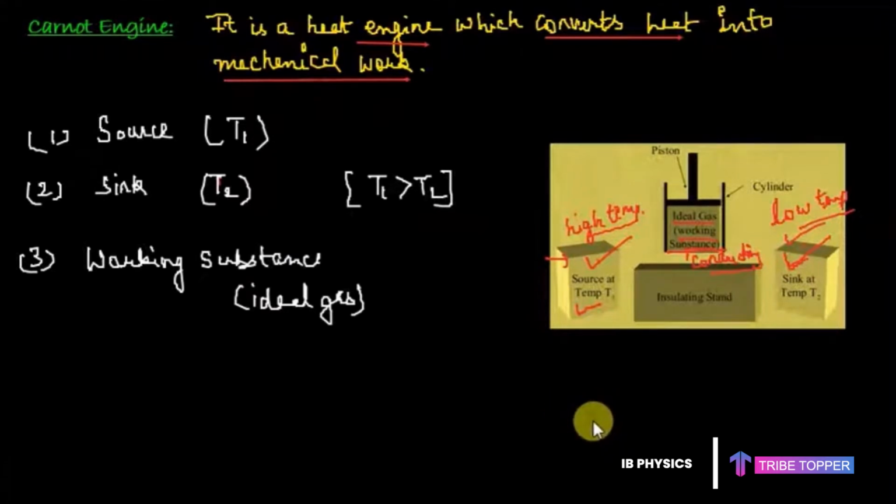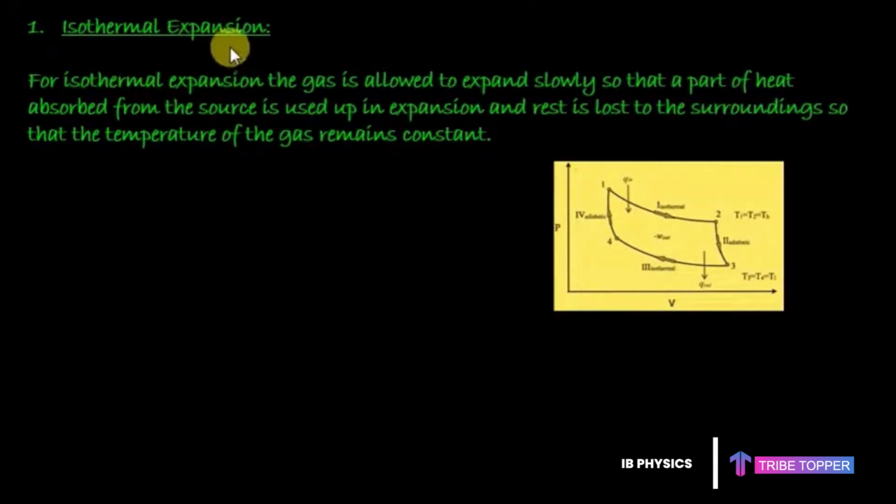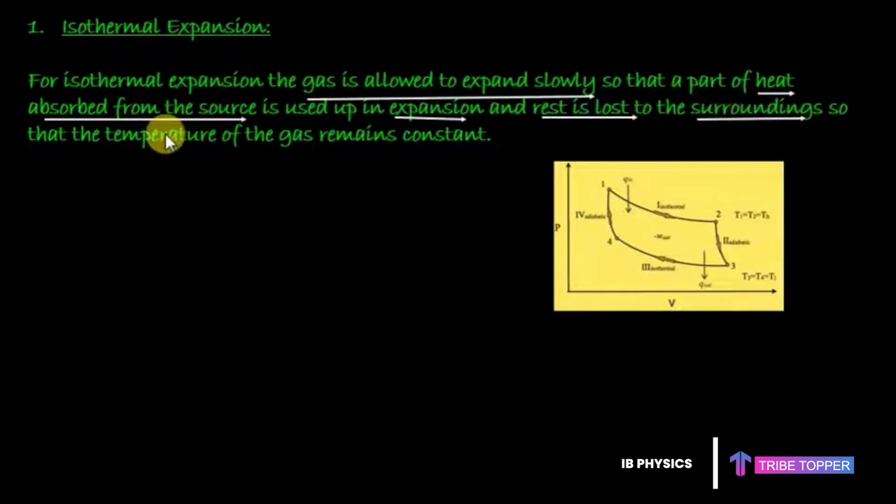Now we come to the theory part, or how the Carnot engine is going to work. The first step is isothermal expansion. For isothermal expansion, the gas is allowed to expand slowly. As you know, for isothermal expansion it is important that the gas expands slowly so that it gets enough time to exchange heat with the surroundings. When it is expanding slowly, a part of the heat absorbed from the source is used up in expansion, that is, work is done by the gas, and the rest is lost to the surroundings. So the temperature of the gas remains constant, because isothermal means the temperature should not change.